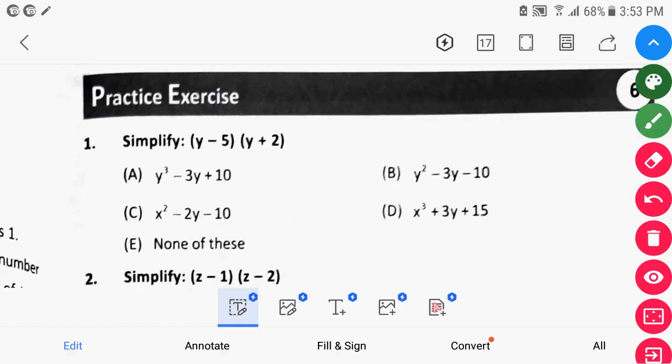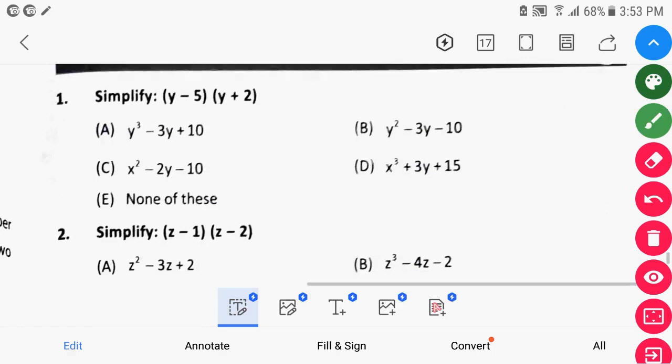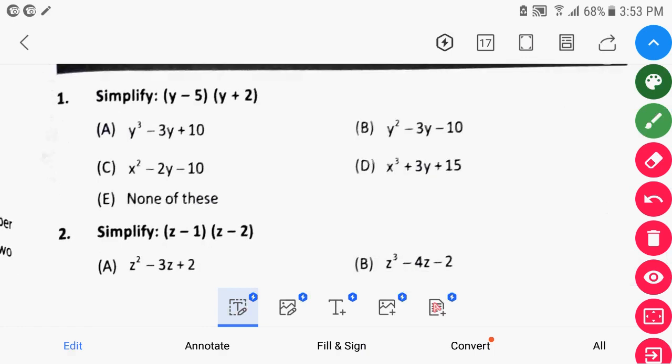Now the practice exercise we will take in the next class, because already the lecture has become very lengthy. So we will solve the problems based on the practice exercise in the next class.